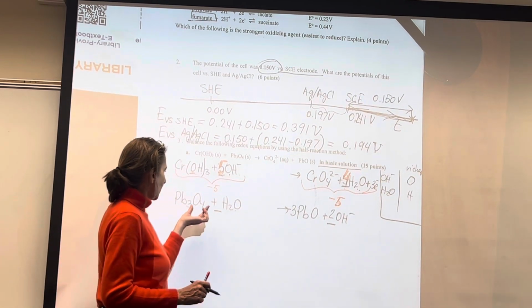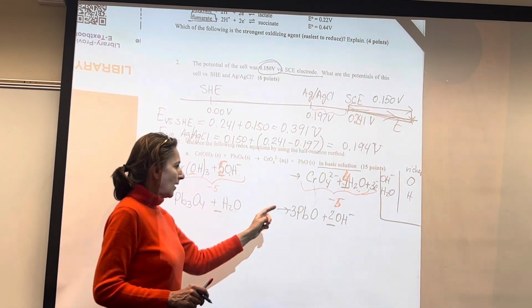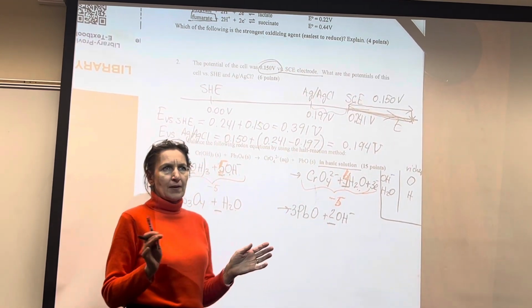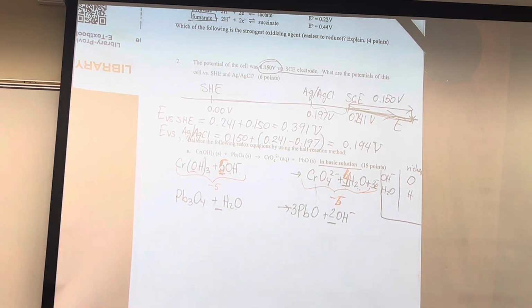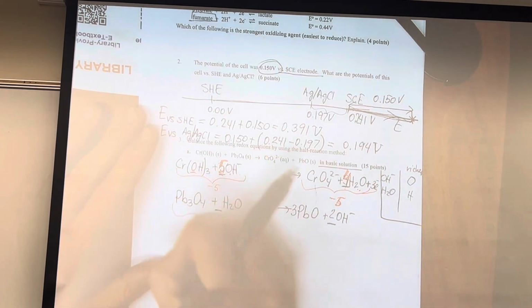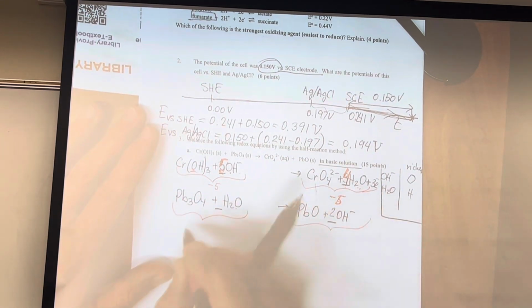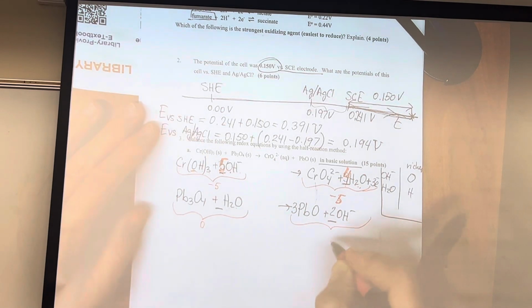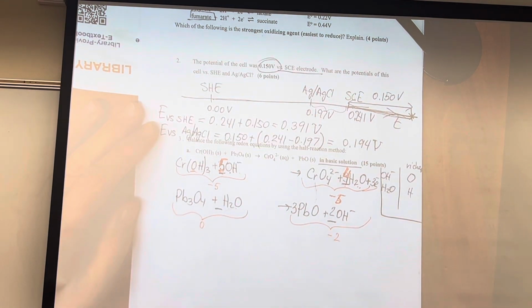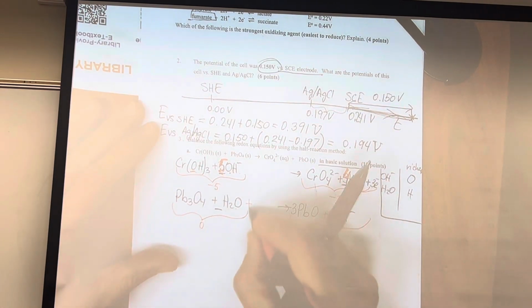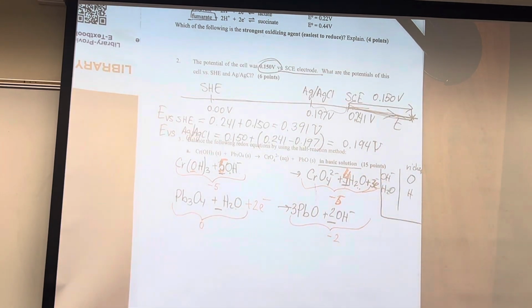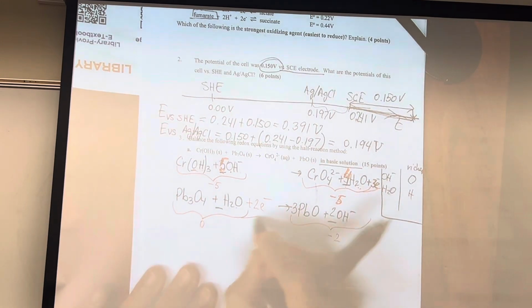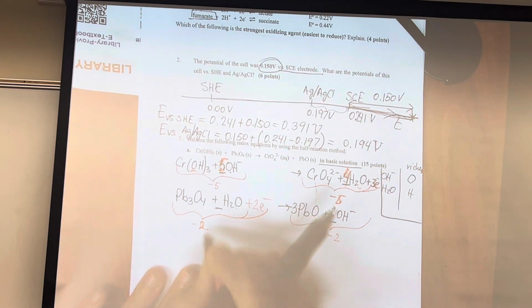3 leads, 4 and 1, 5. 3 and 2, 5. 5 oxygens, 2 hydrogens, 2 hydrogens. Good. Now charge. What's the charge on the left? 0. What's the charge on the right? -2. Okay. So what would you recommend? 2 electrons on the left. That's good. Perfect. So now with that we have -2 on both sides.